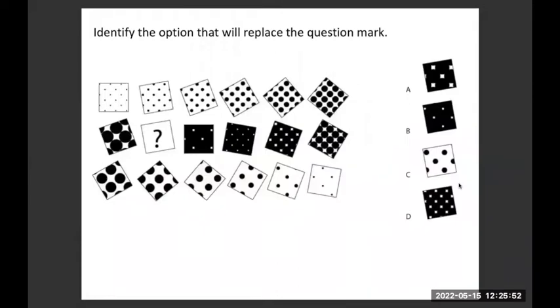So here there is some kind of pattern which this group of images, or group of tiles, are following. And there is a tile missing in the middle. In the middle row, there is one tile which is missing. What you have to find is, based on the pattern that is followed across the whole tile arrangement, what will come in that missing tile pattern?